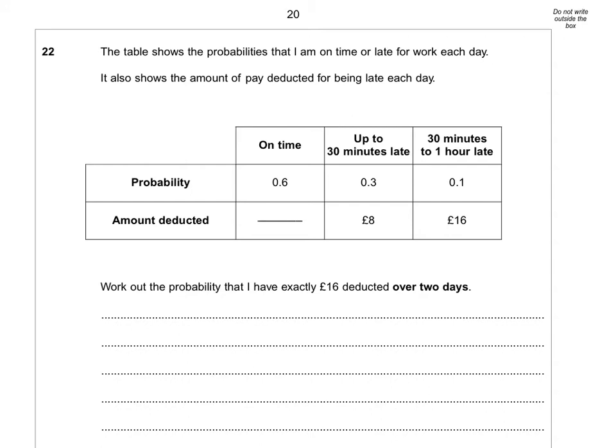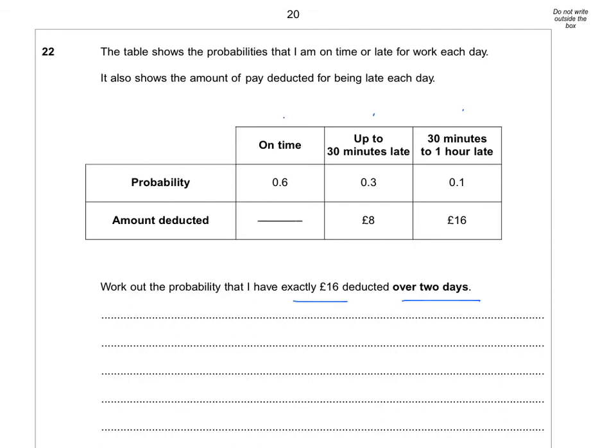Question 22. The table shows the probabilities that I am on time or late for work each day. It also shows the amount of pay deducted for being late each day. So as you can see from the table, I could be on time, up to 30 minutes late, or 30 minutes to 1 hour late. There are 3 probabilities associated with each of these options, and then the amounts deducted are shown in the line below. Work out the probability that I have exactly £16 deducted over 2 days.